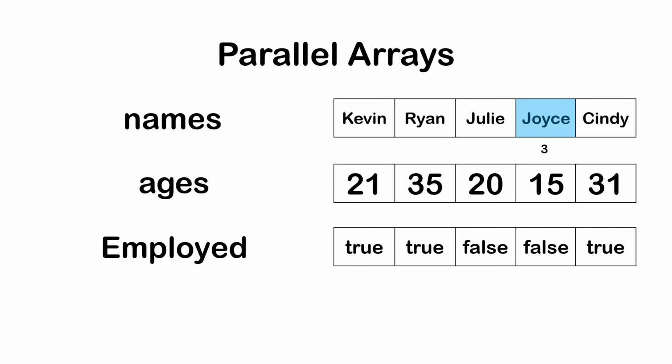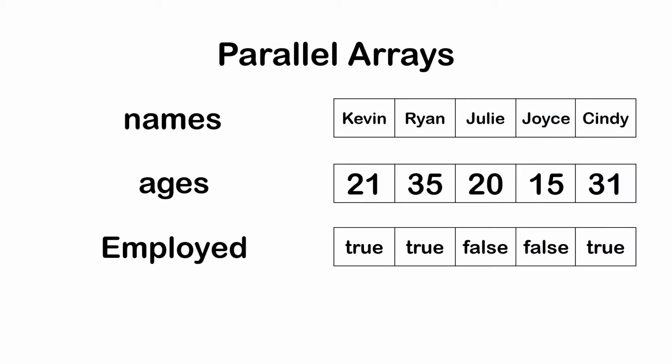To get her age and employment status, I will then look at the values at the exact same index in the other arrays. In age at index 3, we have the value 15, and in employed, we have the value false, meaning that Joyce is 15 years of age and is not employed.